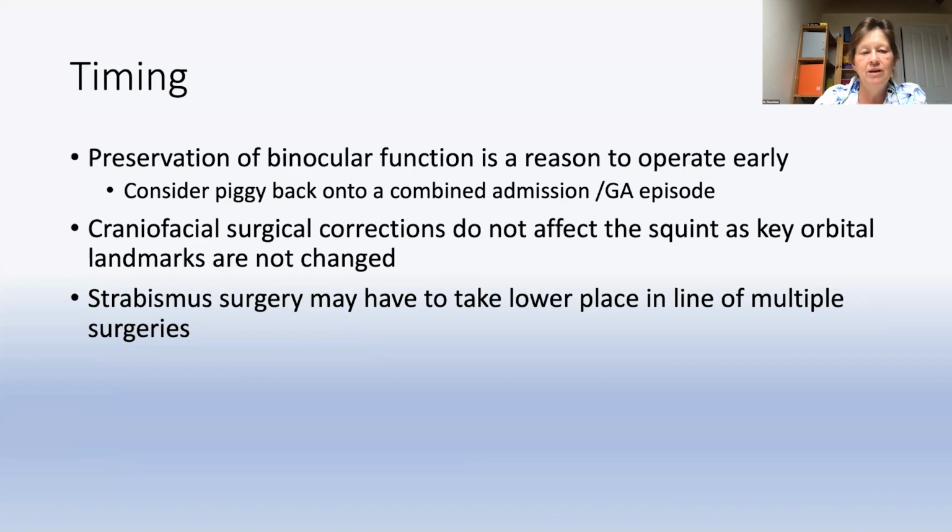Timing of surgery, primarily we would like to preserve binocular function, and that would be a reason to operate early. But again, you want to try and consider whether you can piggyback that onto another surgery that this child's undergoing, because you want to reduce the number of general anesthetic episodes and the number of admissions these children have. The craniofacial surgery, the change in the calvarium, does not affect the squint. We used to think it did, but we know now it doesn't, and that's because the key landmarks within the orbit are not changed. The operations don't change the position, for instance, of the trochlea. And the strabismus surgery, unfortunately, to a strabismus surgeon, has to take a lower place in line of many of the other surgeries, which are key to the development of the child.